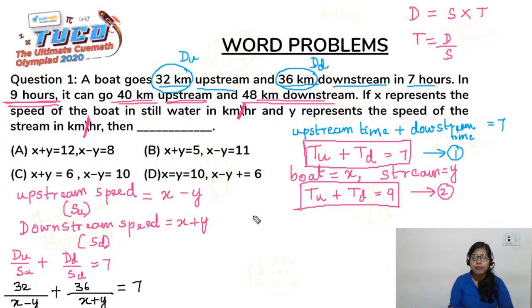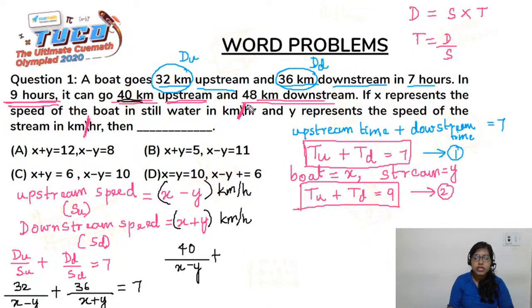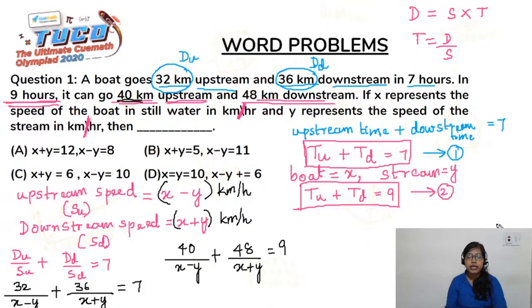Based on this, I'm again going to make my equation. So this time my speed is constant. All of these are speeds in kilometers per hour. But this time my distance is changing. My distance this time is going to be, upstream is 40 kilometers over the upstream speed x minus y, plus the downstream is 48 kilometers and the downstream speed is x plus y, and this is going to give us 9. Okay. So I'm going to take this as my final equations. And from here, they want us to find x plus y and x minus y.